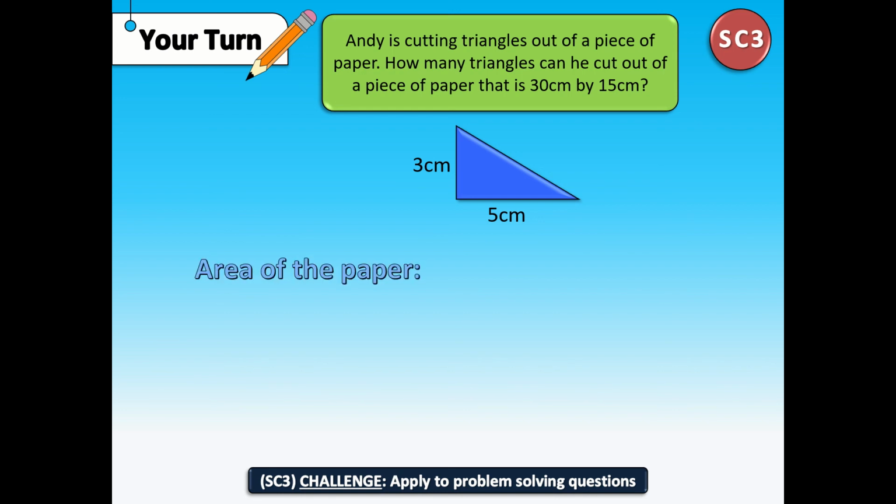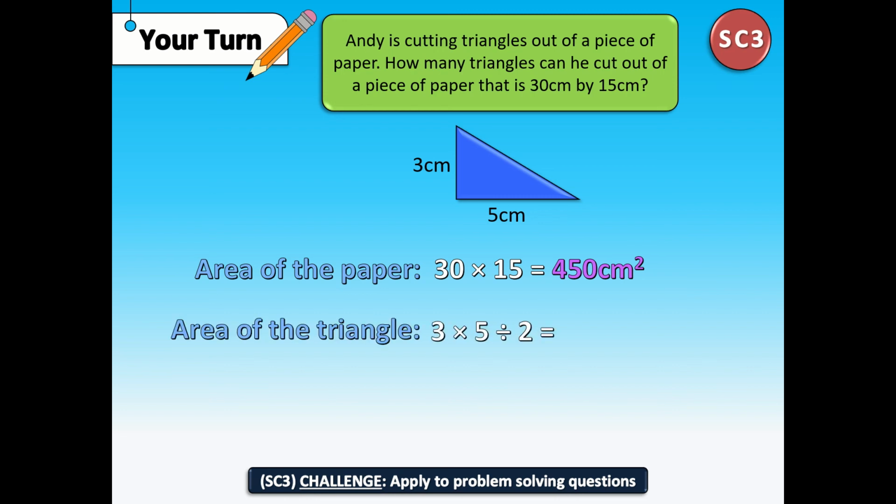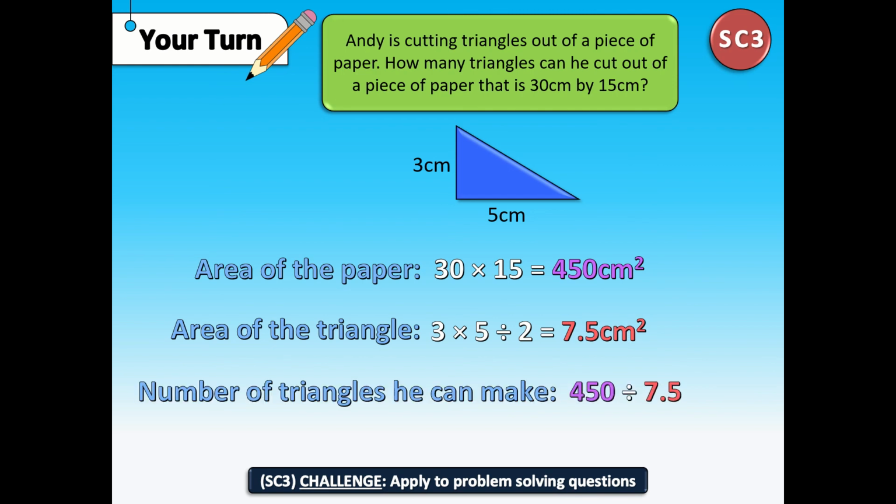So we need first of all to find the area of the paper, and it's 30 centimeters by 15 centimeters. So the area of the paper would be 450 centimeters squared. The area of the triangle is 3 times 5 divided by 2, so that's 7.5 centimeters squared. To work out the number of triangles he can make, we need to do the area of the paper divided by the area of each triangle. So that's 60 triangles.